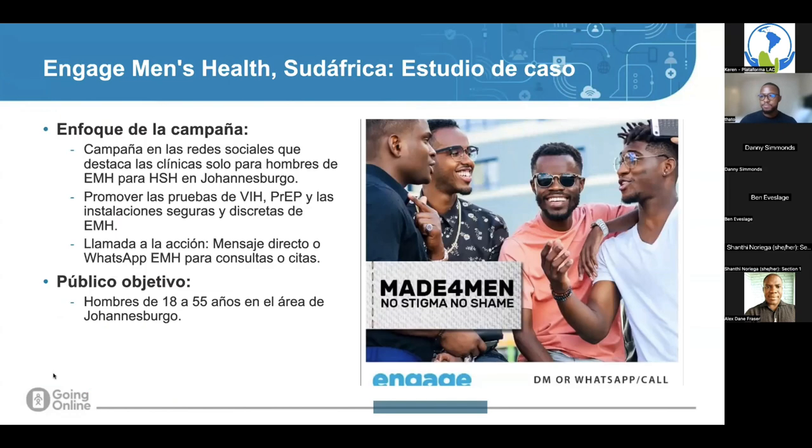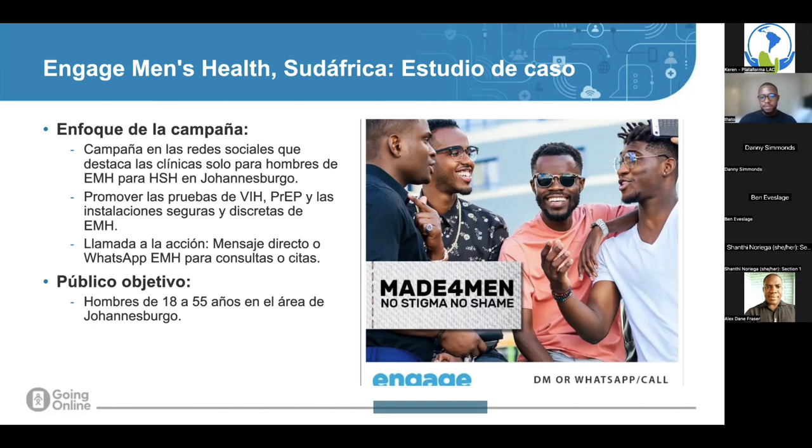Next slide again. So the structure that I just talked about is exactly what we have used to support one of FHI 360's partners in South Africa called Engage Men's Health. Engage Men's Health runs a men's-only clinic in Johannesburg, and they had a campaign objective of promoting HIV testing services in that facility, access to PrEP, as well as the fact that the facilities are safe and discreet for the audience in the Johannesburg area.